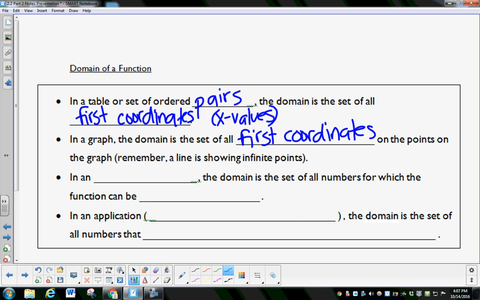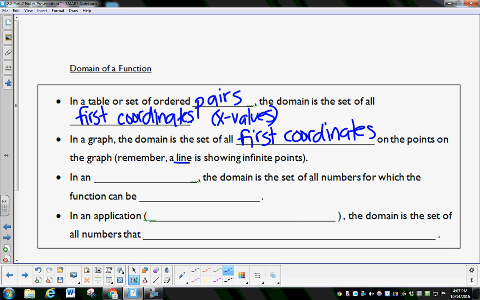That's the domain. Now I want you to remember that if you see a line on your graph and not just points, a line is infinite points. So you're going to have to give me a range of values for the domain, like anything from 0 to 3, if there was a line that went from 0 to 3, something like that.